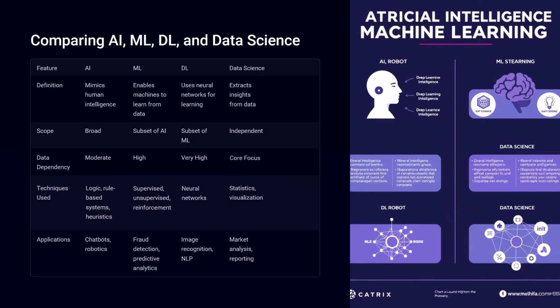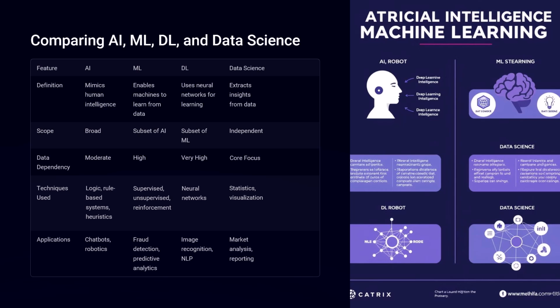Deep learning. Definition: uses neural networks for learning. Scope: subset of machine learning. Data dependency: very high. Techniques used: neural networks. Applications: image recognition, natural language processing.